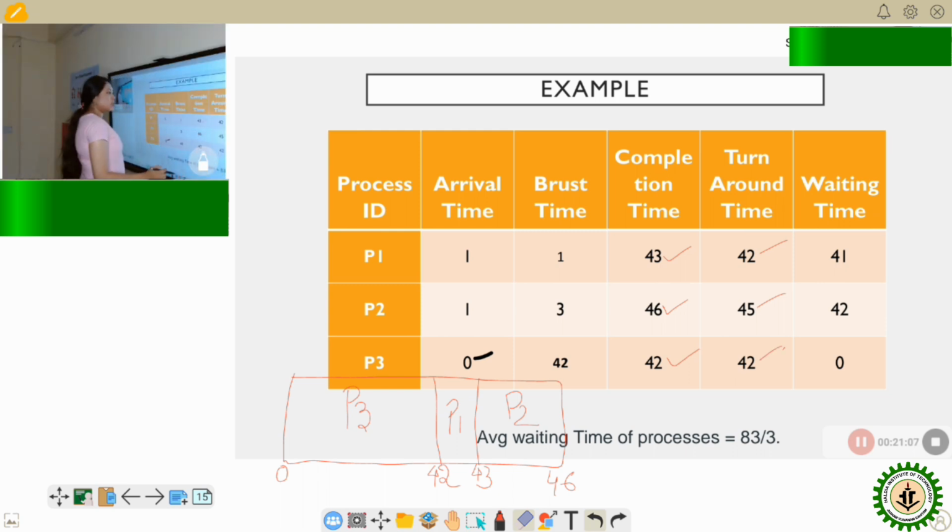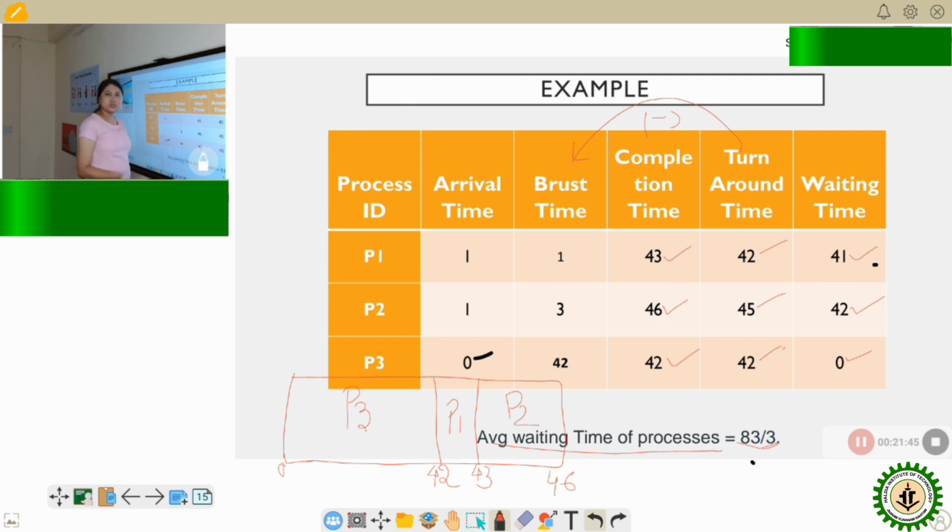But we can see that in the formula of waiting time, that is turnaround time minus burst time, the waiting time for P3 is 0, as it doesn't have to wait. But in that case, the waiting time for P1 is 41 and P2 is 43. It is huge. So the average waiting time for the process will be 83 by 3.